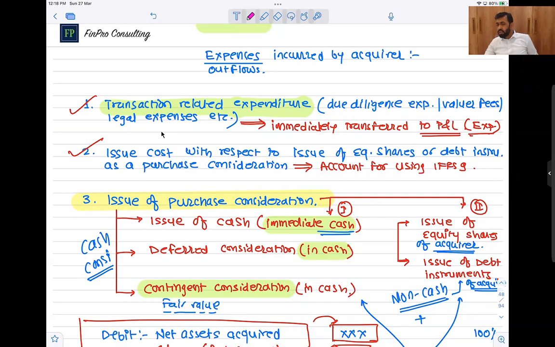Have you issued the equity shares? No. See this. Transaction related expenditure is immediately transferred to P&L as expenditure. Correct? And that's why I told you this is extremely important. So purchase consideration will consist only of cash consideration, deferred consideration, and contingent consideration. Both of these will be at fair value or at present value. And then the issue of equity shares or debt instruments will also be considered as a part of this.